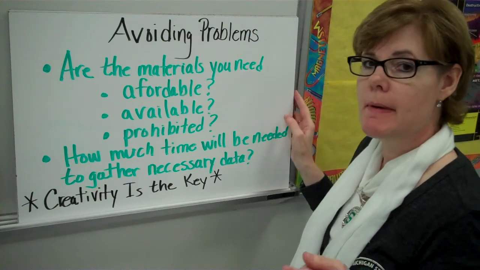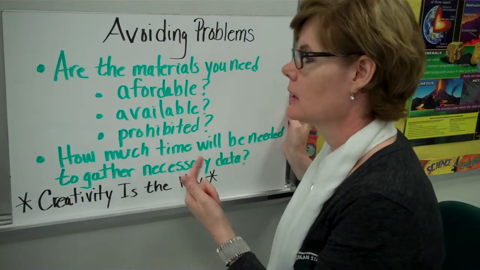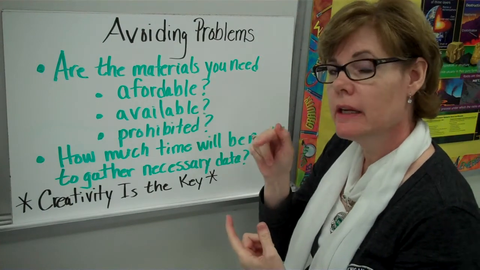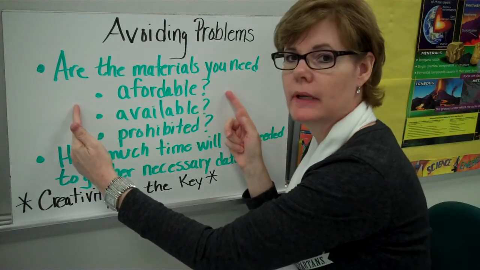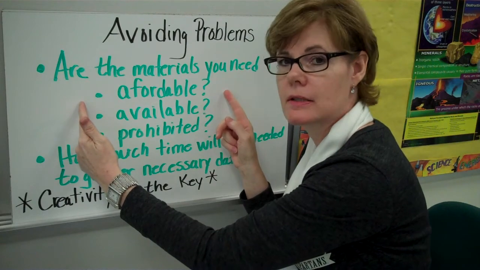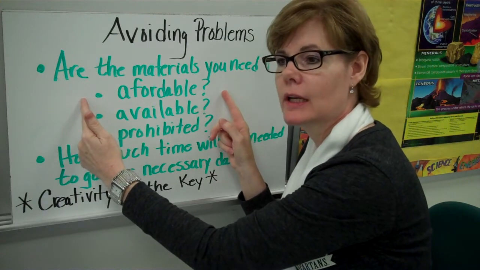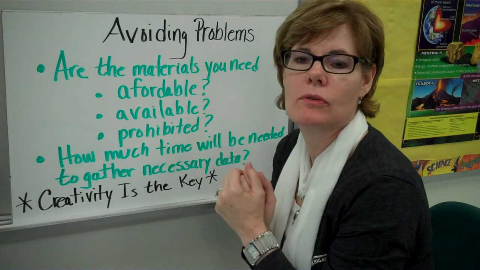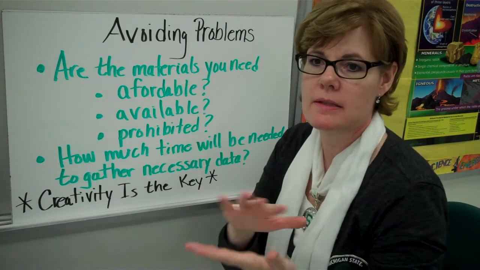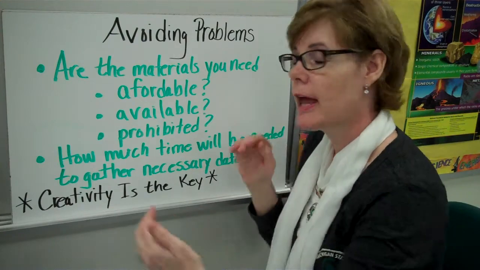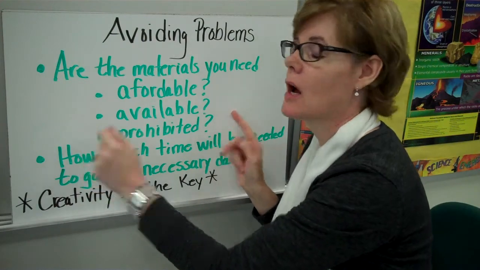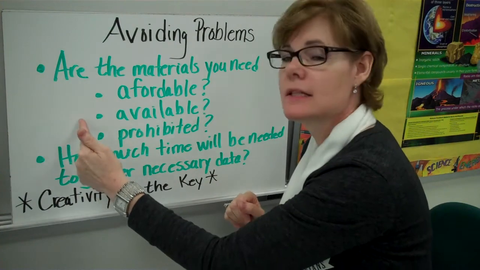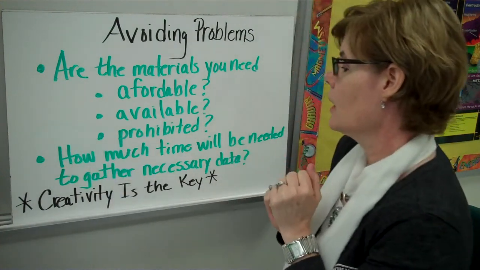Okay, let's talk about avoiding problems. Are the materials you need, number one, affordable? This is what's important to your parents. Can they afford it? Are they available? If you want to check the rays of an X-ray machine, you better have one available to you. So keep that in mind. It has to be affordable and available to you.